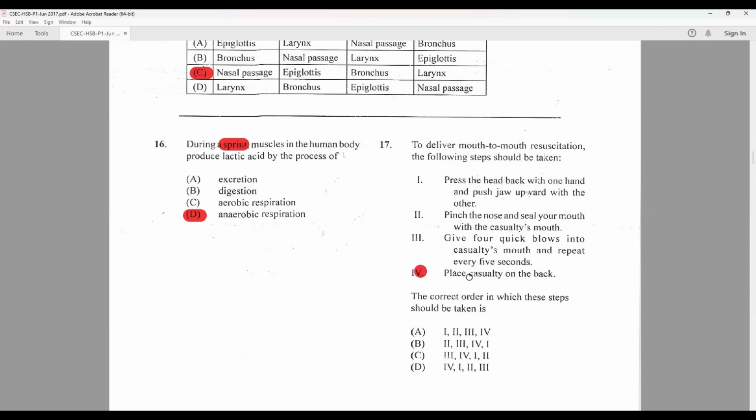Placing the person on their back first, because imagine doing all these other steps where the person is lying down on their chest, on their front. That makes it seem very, very weird. Even some would say impossible to do. All right, so the answer for question 17, simply because we found this step, makes D the correct order of steps.